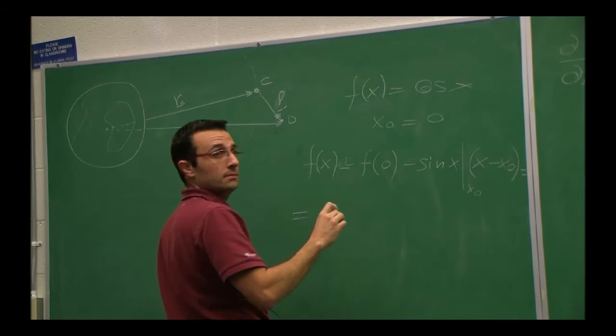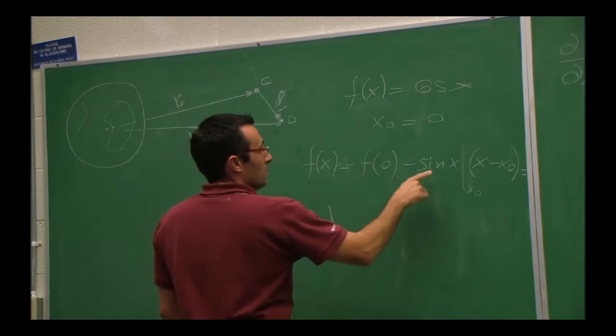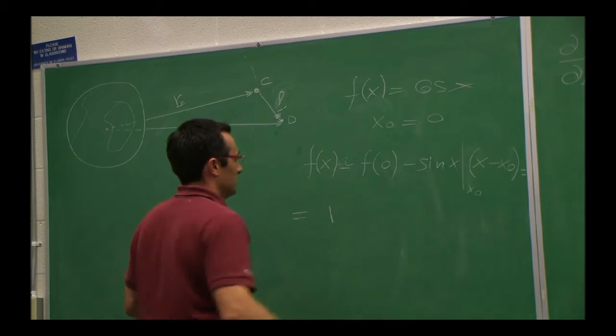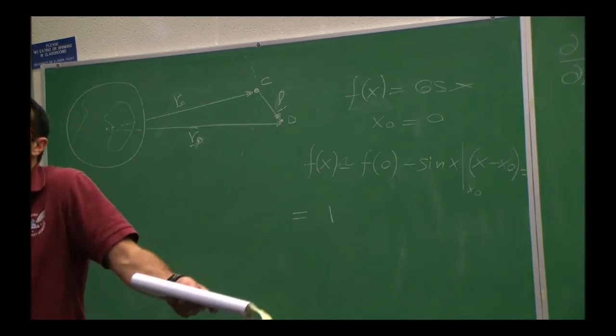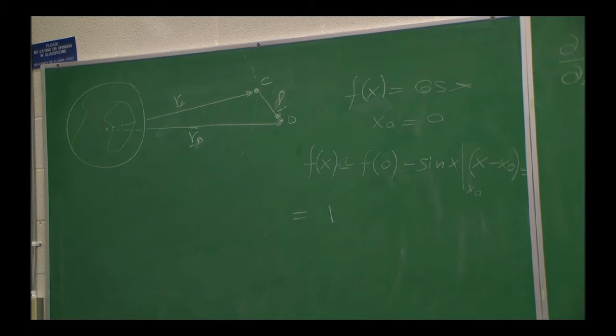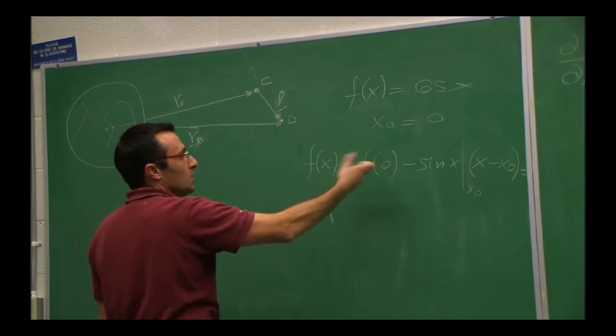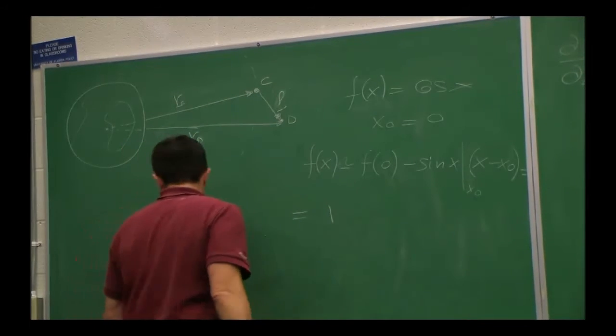What is sine at 0? 1. Done. That's my linearization of the cosine. That's what you do when you say the angle is small. What is the cosine of the angle? 1. Do this for the sine. Swap the function with sine. You would get that the, oh, let's do it.